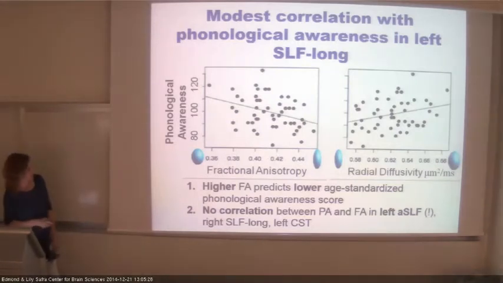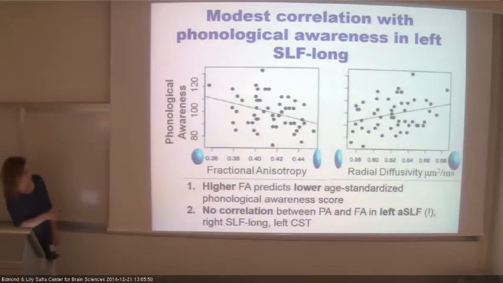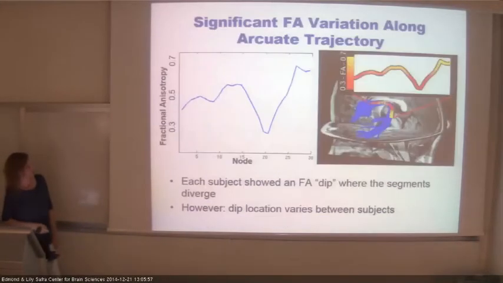We looked at correlations between FA and phonological awareness in this tract. When you average across the entire tract, you find modest correlations. They go negatively, which is a pain because it's very hard to explain why less diffusivity, why less anisotropy will predict better performance. But I'll get back to that later. What's more important is that the correlation is not so great. There's huge variability here in where the points are spread.